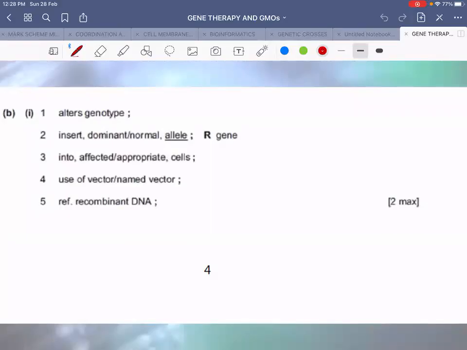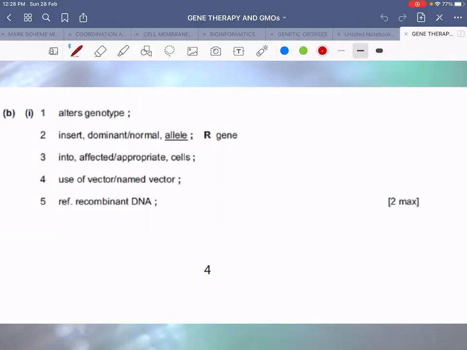Now here we say normal and dominant allele because most probably, let's say, if it is a disease like cystic fibrosis, which is an autosomal recessive disorder, or albinism also. In that case, since this person is homozygous recessive, he develops the disease. So if technically we could insert a functioning normal or dominant allele, we could get rid of the symptoms. We are not replacing the recessive allele with the dominant allele. We are just inserting the dominant allele. Please keep that in mind.